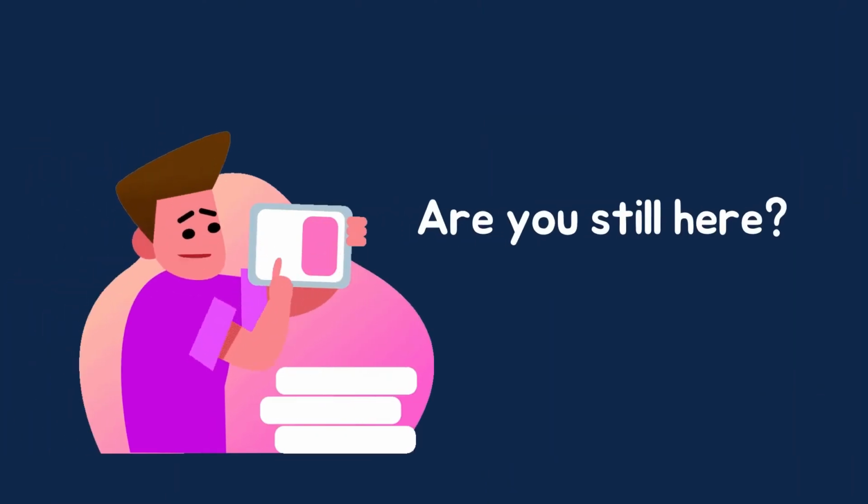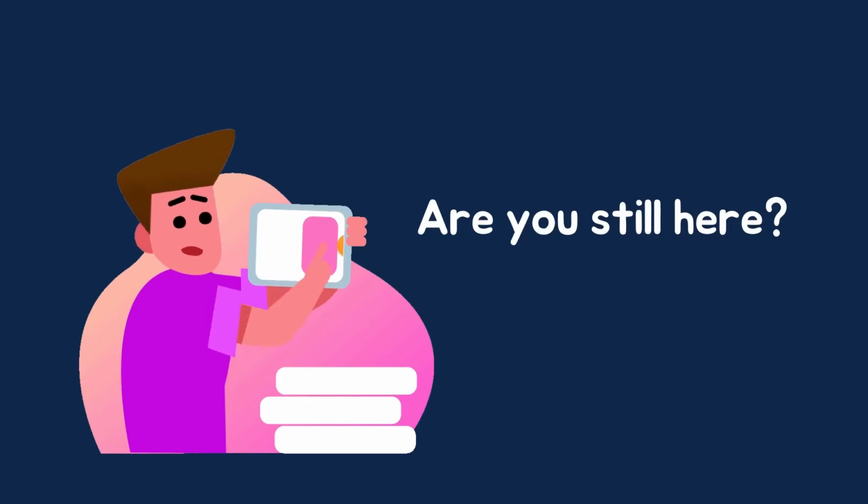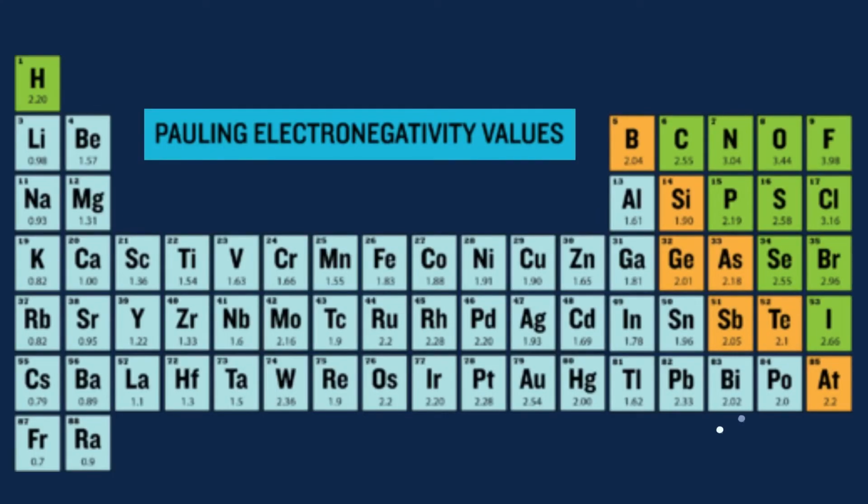Wait a minute! Are you still here? We are not yet done, dear students. Do you still remember electronegativity? As I said, it is the measure of the tendency of an atom to attract a bonding pair of electrons. We have here electronegativities of elements shown in the periodic table.